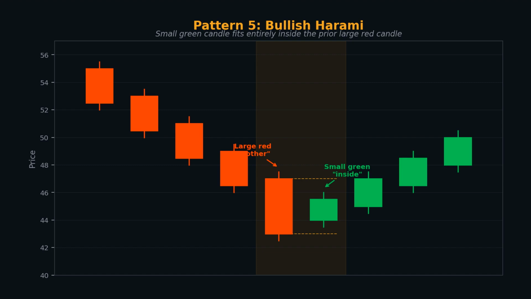For that reason, most experienced traders want confirmation, a strong green candle on the following session to validate the pattern before they commit. But don't underestimate it. At key support levels or after an extended sell-off, a bullish harami can be the very first hint that the bottom is forming.